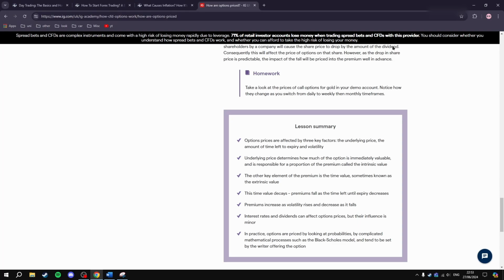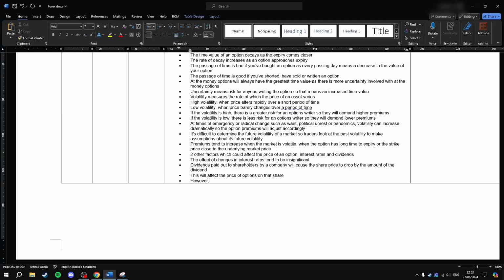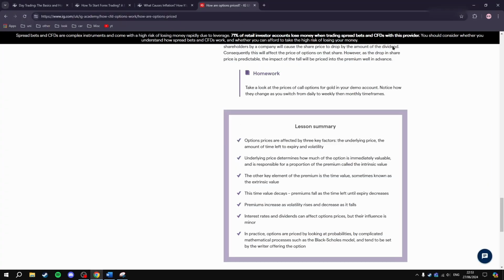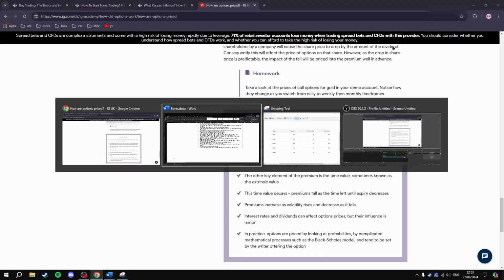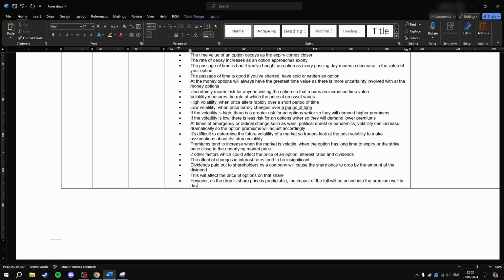However, as a drop in share price is predictable, the impact of the fall will be priced into the premium well in advance.